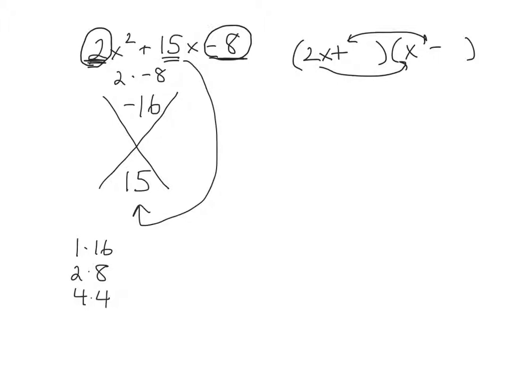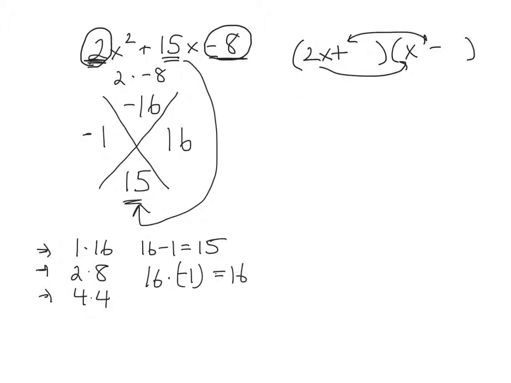I'm looking for some way that I can add or subtract these numbers to get to 15. Well, we can see right away that 16 minus 1 is going to give me 15. So if I put 1 and 16 here, and put a negative, I can see that 16 times -1 gets me -16, which is what we have up top. 16 minus 1 gives me the 15 down here, which is what we need.